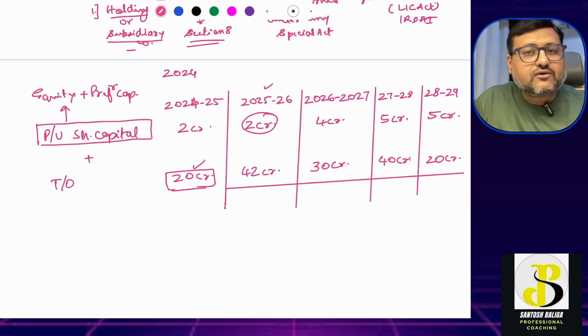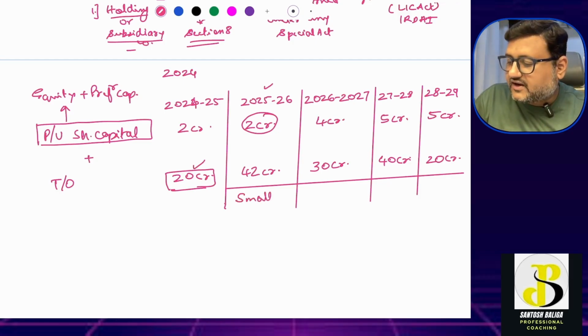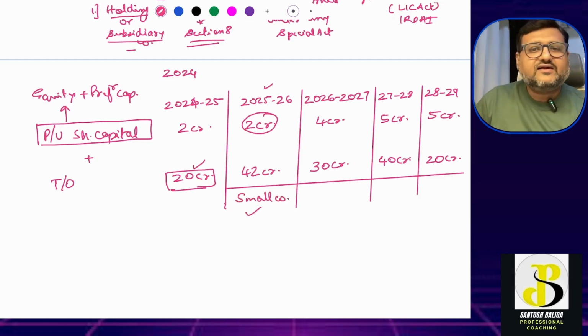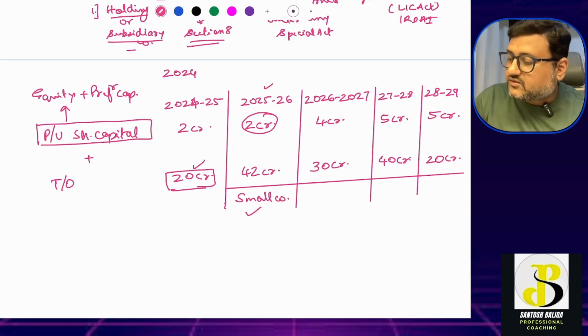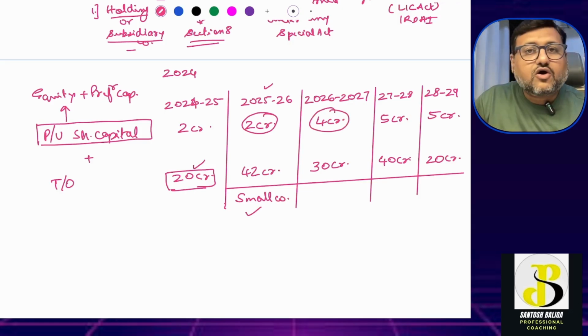So for 25-26, the criteria of small company are met, and hence it can be categorized as a small company. Now 26-27, 4 crores or less. That means the threshold limit is up to 4 crores. So the paid up share capital criteria is met.